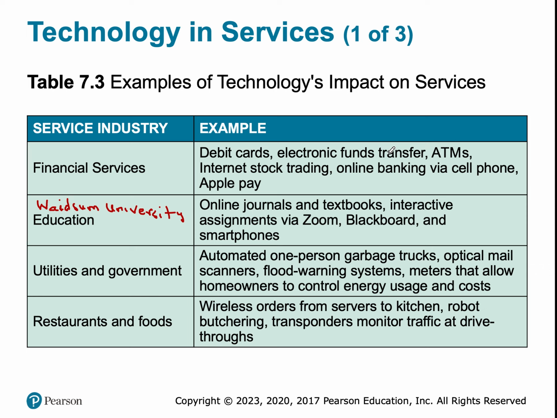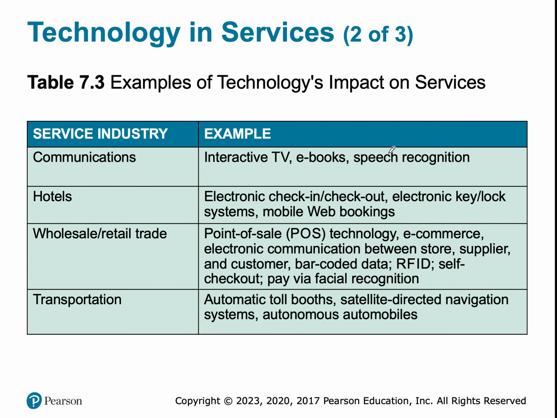For restaurants and food, you now have wireless ordering. You can order your food from your table. Wireless order from server to kitchen, robot butchery. Robots are now butchering animals for all of these things. Transponders monitor the traffic. So all of these are advantages.